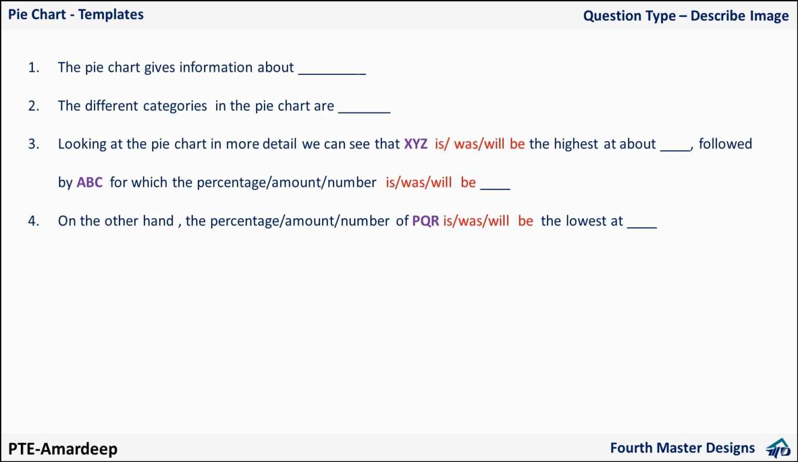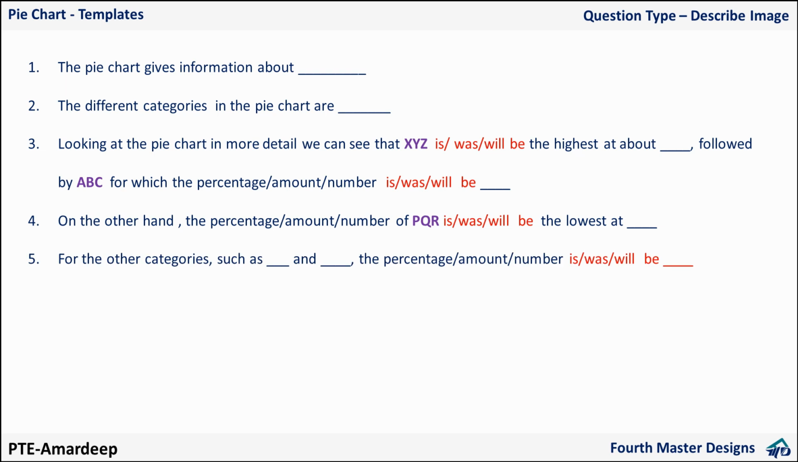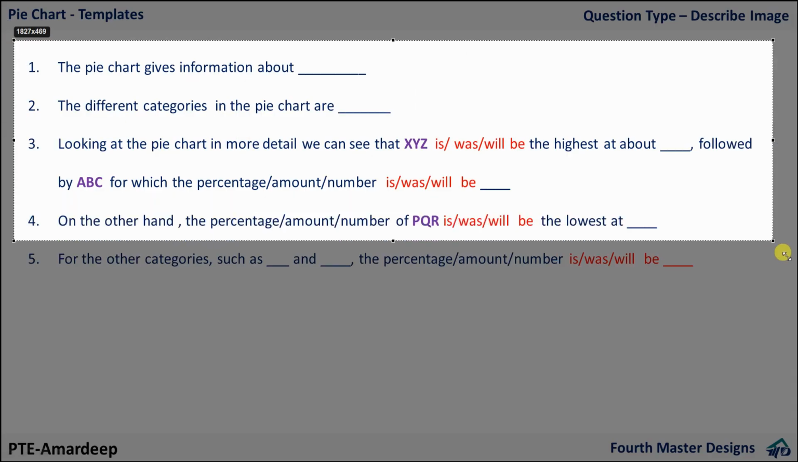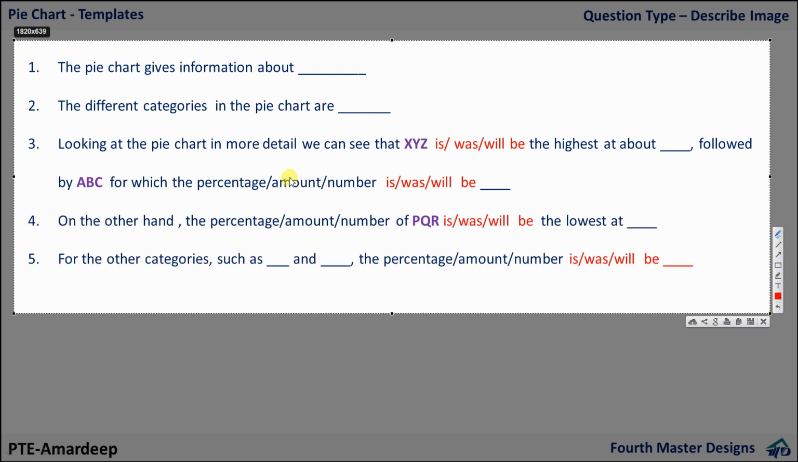Will be the lowest at whatever your data is there. And finally, for the other categories, name those categories and say the percentage amount or number is, was, will be. That's all, just explain it like that. So why I'm saying this template is good: you first discuss the highest, then the second highest, then you have a connector, and you discuss the lowest, and you discuss other categories also.